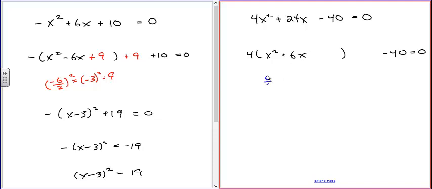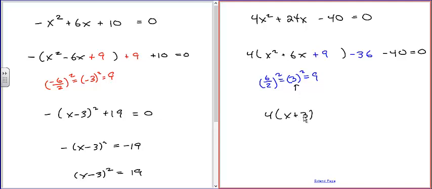Okay, so we take 6, divide by 2, square it. 6 divided by 2 is 3. 3 squared is 9. So we add 9 inside the parentheses. But you can see we're really adding 36. So we're going to subtract 36 to make everything balance out. So the term in the parentheses is going to be x plus 3.